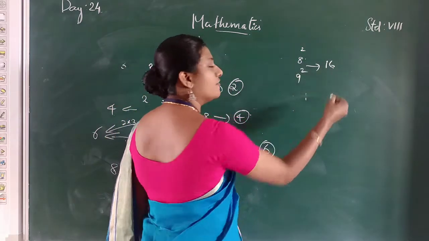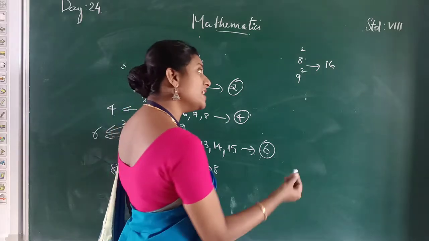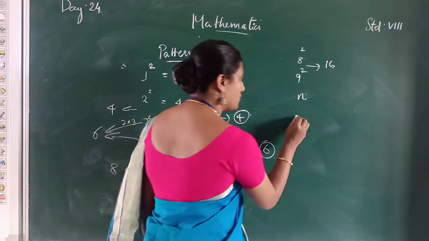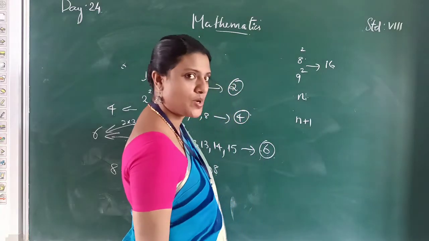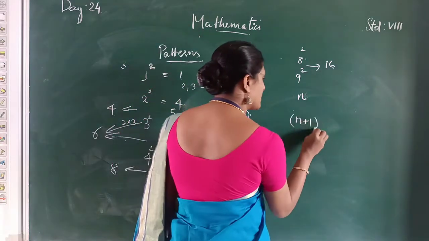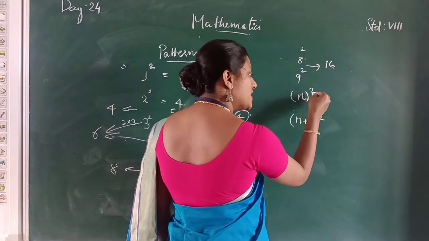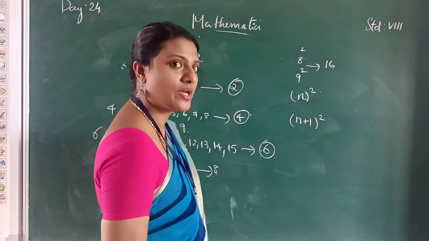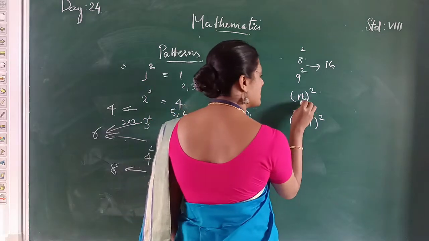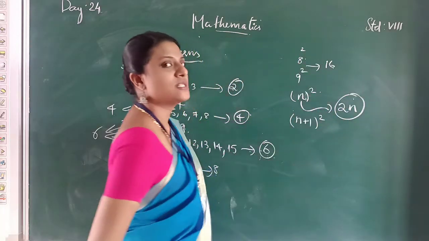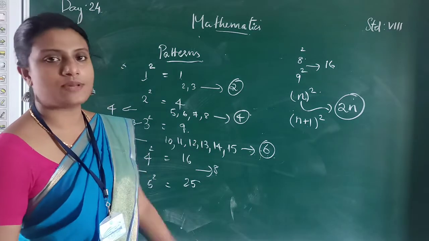16, double of 8. In general, the first number we call n. What will the second number be? The next number is n plus 1. Okay, and we are taking the square of those numbers. How many numbers are there between n square and (n plus 1) square? Double of the first number, that means 2n. So this is the pattern.